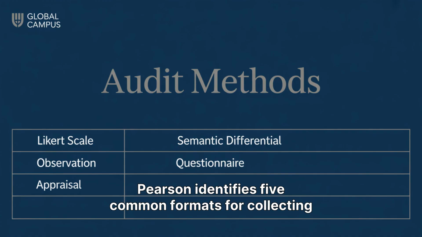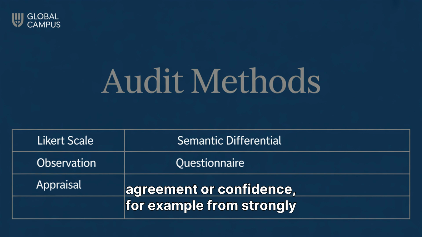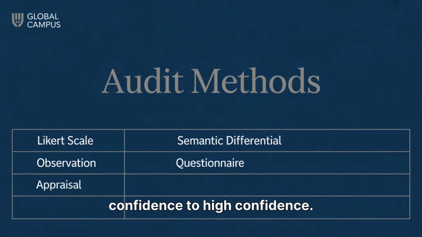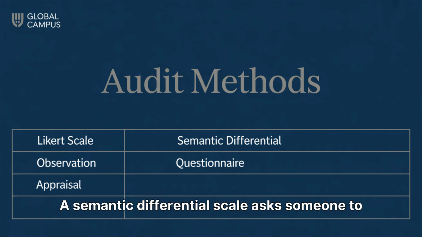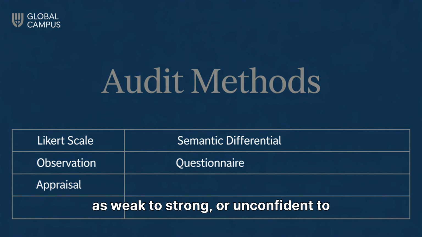Pearson identifies 5 common formats for collecting a skills audit. A Likert scale measures the extent of agreement or confidence, for example, from strongly disagree to strongly agree, or from low confidence to high confidence. A semantic differential scale asks someone to rate themselves between opposite descriptive terms, such as weak to strong or unconfident to confident.